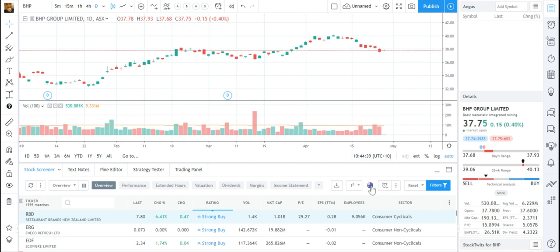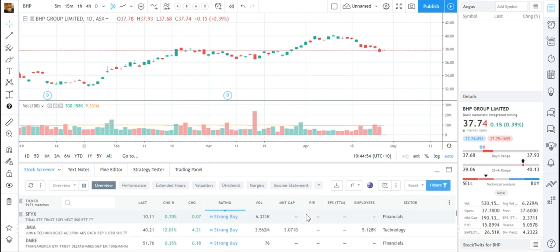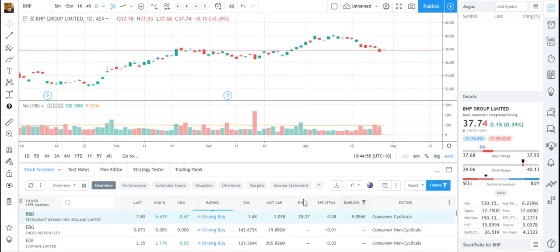The only thing you need to change is this little symbol down here, which shows you what market you're trading. So if you want to have a look at the US stocks, you click on the little US flag. If you want to go back to the ASX, click on the little flag of Australia. So you can very quickly flick between your different markets.